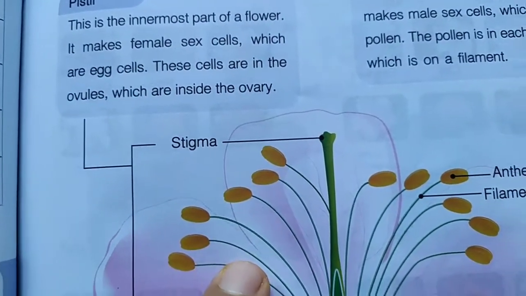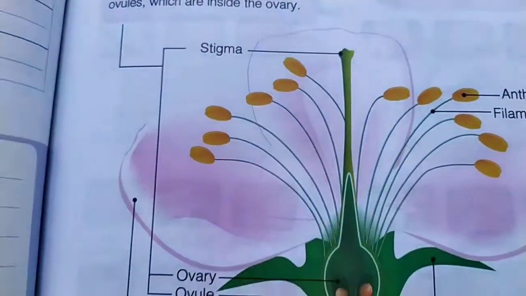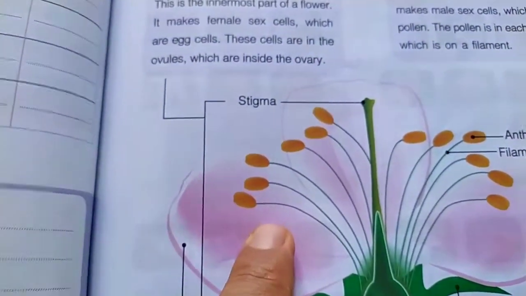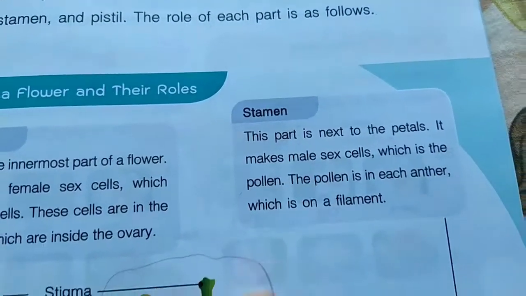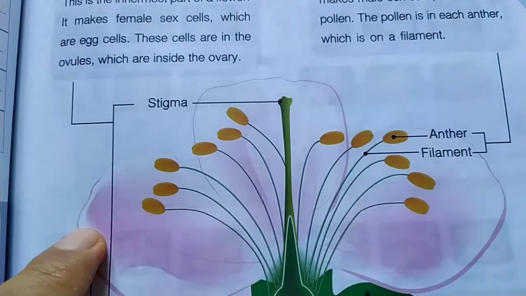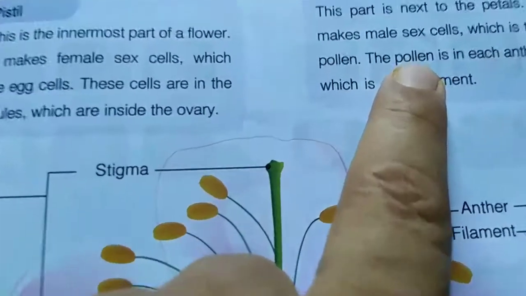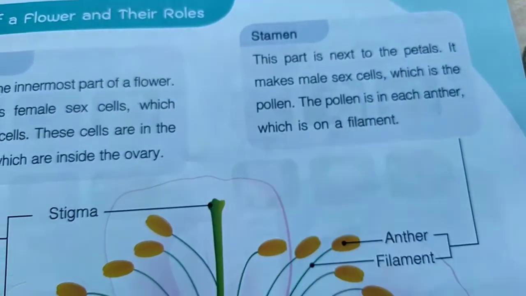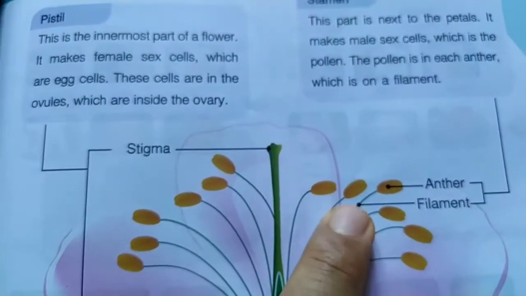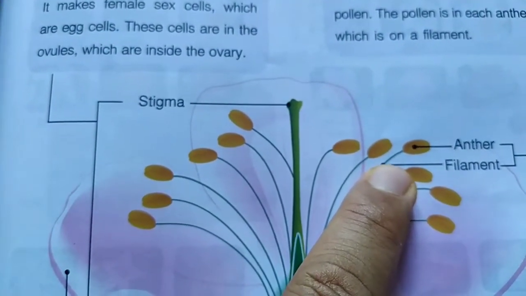Can you imagine that? Here, the pistil. All right, here. Can you see it? Okay. Now the stamen, this part is next to the petals. It makes male sex cells, which is the pollen. The pollen is in each anther, right here. Okay? The pollen is in each anther, which is on the filament.